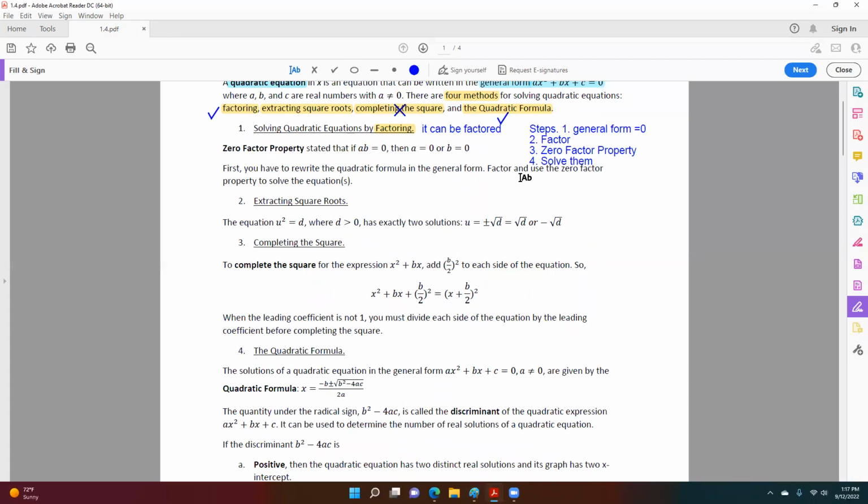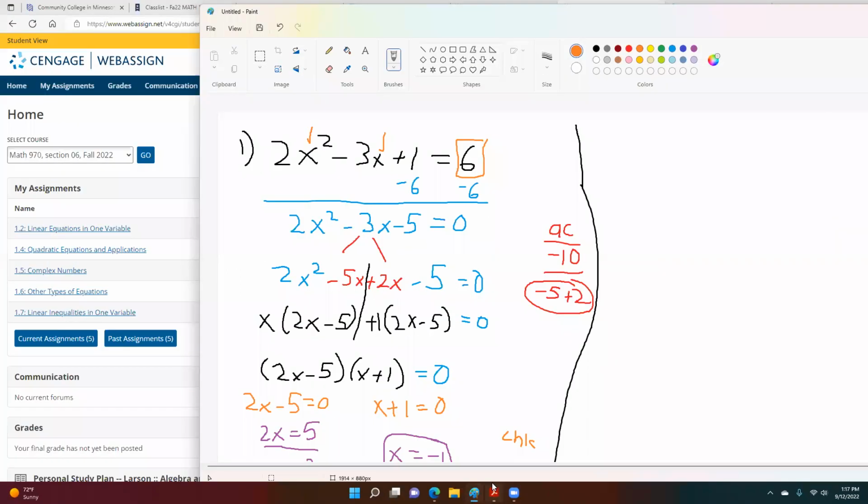Okay. These are the 4 steps. And I want to tell you that you can only do this method when your equation can be factored, meaning that it is factorable. If it is factorable, you can do this method. Questions, anyone?